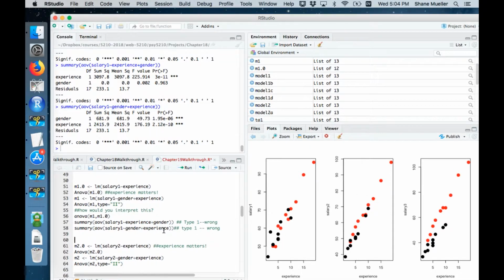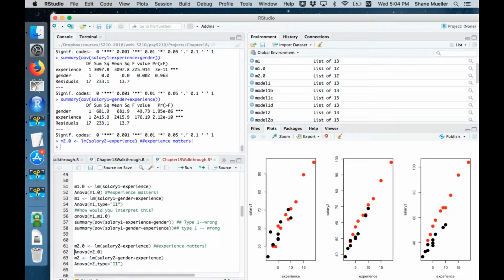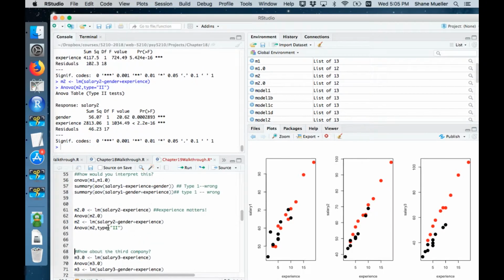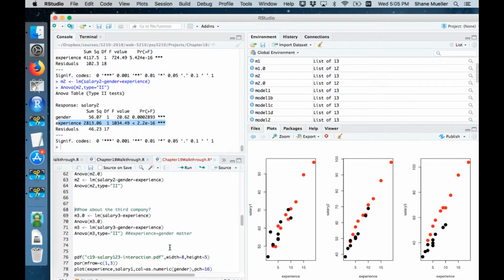Okay, what about the second one? We can do the same thing here. We'll do a type 2 ANOVA of experience alone. We see that experience alone matters, but that's not really what we want to think about in an ANCOVA. Here we can do the type 2 of salary by gender plus experience, and now we find that there is both an effect of gender and experience. So here is an effect of gender once experience has been accounted for. So in this ANCOVA or ANOVA model, we're really finding a gender bias effect.